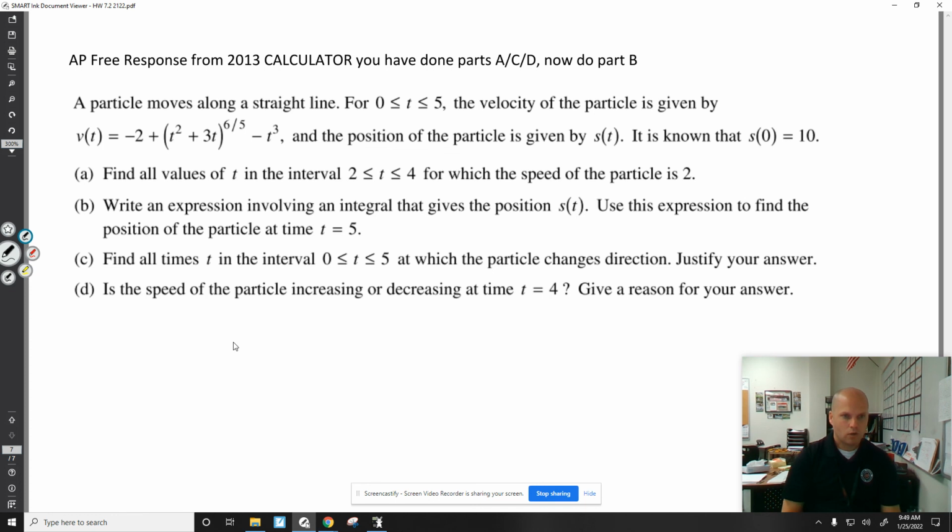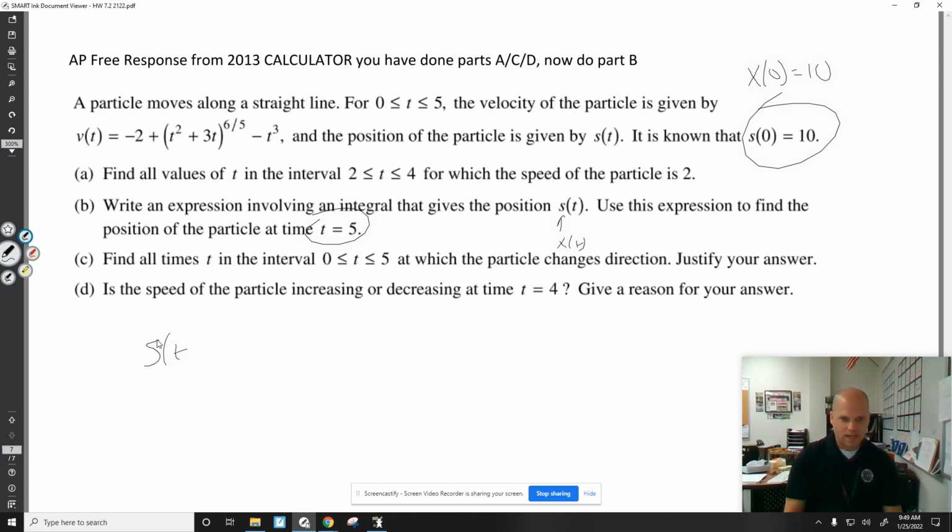Do part B. Write an expression involving an integral that's position s of t. Now we're used to s of t being x of t. Sometimes they like to use x of t, sometimes s of t. Just don't let it freak you out. Use this expression to find the position at t equals 5. I know s of 0 or x of 0 is 10. If you want to change from s to x, just make sure you say s of t equals x of t and you're fine. But let's just use s of t.